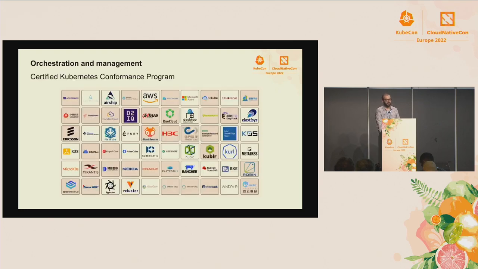So we need to check if the distribution is certified. CNCF helps us here, as they certify distributions of Kubernetes. Currently, we have more than 90 certified distributions of Kubernetes which we can use. Thanks to it, we can use them in almost the same way across providers. Thanks to this certification, we have consistency of API, consistency of versioning of Kubernetes, and configurability.